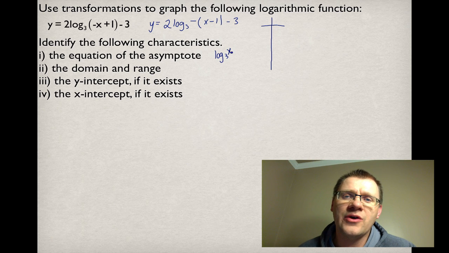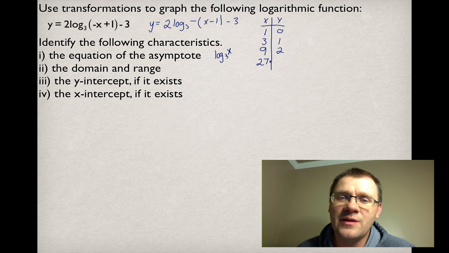So if I put in an x value of, say, 1, that means that I'm finding log base 3 of 1. So what exponent do I give 3 to get a 1? Well, that answer is 0. The next number I would choose is probably 3. So what exponent do I give 3 to get 3? And that is a 1. My next x value is going to be 9, because what exponent do I give 3 to get 9? And that answer is 2. And my final x value would then be 27, because what exponent do I give 3 to get 27? And the answer there is 3.